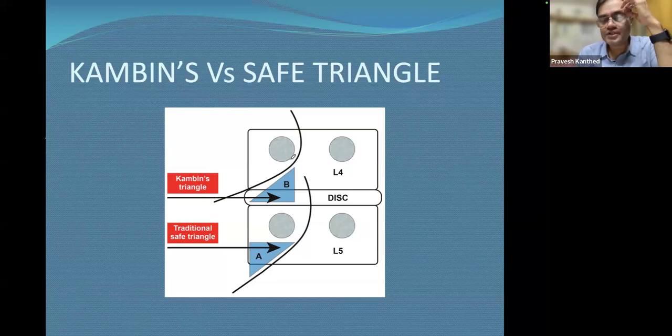So, Kambin's triangle is below the exiting nerve root and lateral and parallel to the traversing nerve root. So you can say that this is basically the axilla of the L4-5 disc. Now, the boundaries are basically the hypotenuse formed by the exiting nerve root, the body and the disc. So this forms Kambin's triangle.